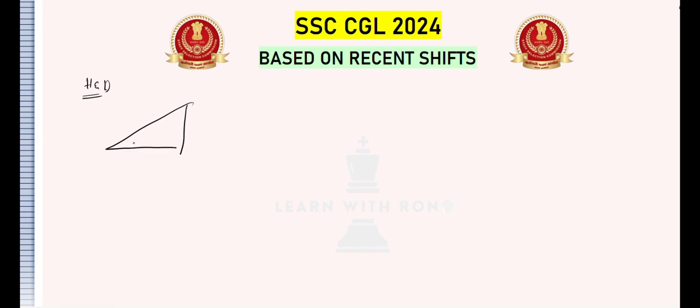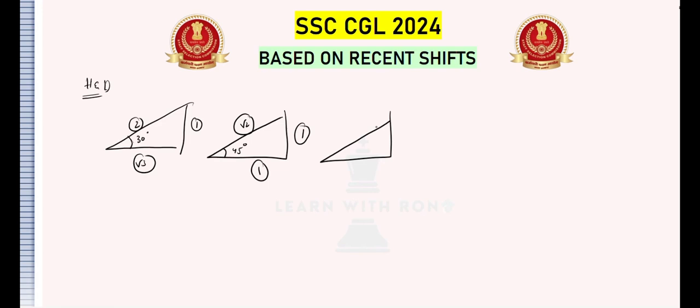Remember this diagram. If they give 30 degrees, the perpendicular, base and hypotenuse are in the ratio 1, root 3 and 2. If they give 45 degrees, perpendicular is 1, base is 1, hypotenuse is root 2. If they give 60 degrees, perpendicular is root 3, base is 1 and hypotenuse is 2. So remember this module: perpendicular root 3, base 1 and hypotenuse 2.